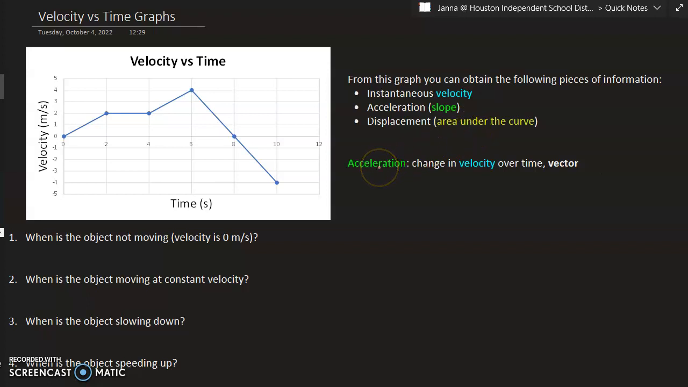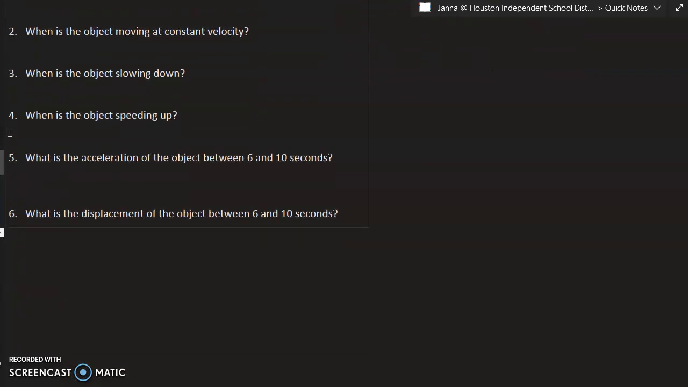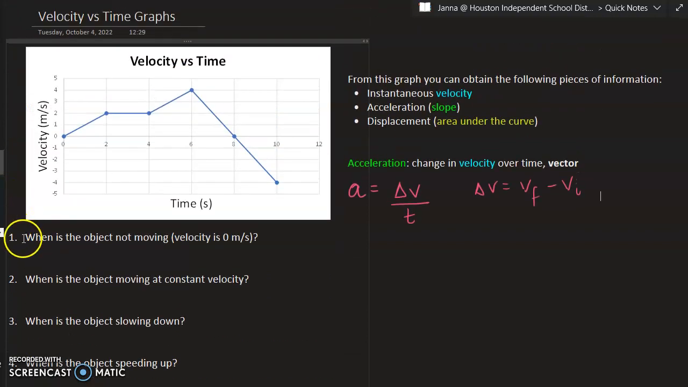So as a definition, which you should add to your notebook, the acceleration is the change in velocity over time. It is a vector, and if you want to see that in equation form, acceleration is equal to change in velocity, delta V, over time. Again, change in velocity is going to be V final minus V initial. Okay, so we will answer 6 questions. Make sure you have space in your notebook.